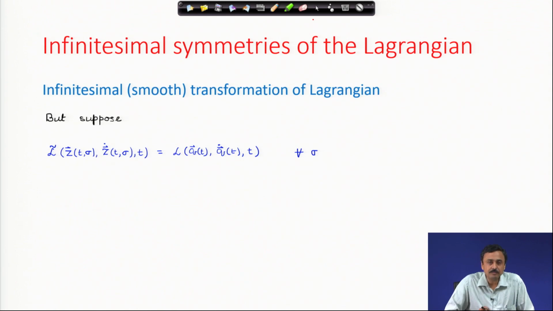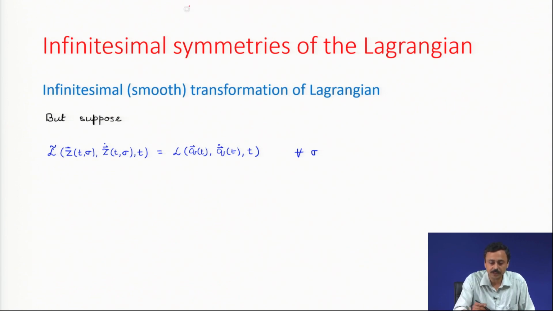But now, let us make a supposition. Suppose I have been able to structure my definition of z such that the new Lagrangian L tilde is the same as the original Lagrangian L as a function of q. That means this new Lagrangian is somehow independent of sigma, even though the transformation equations have sigma. When I substitute in the Lagrangian, for some reason it does not depend on sigma. For all sigma, it becomes equal to the original Lagrangian. It can happen. I am going to show you examples.